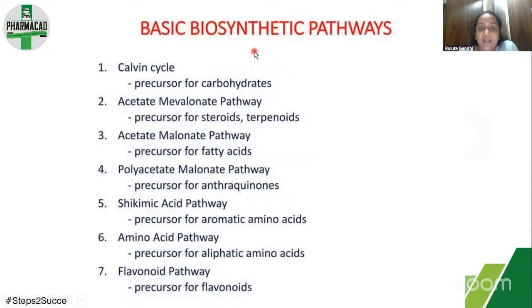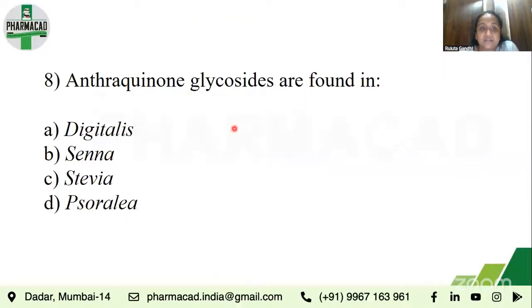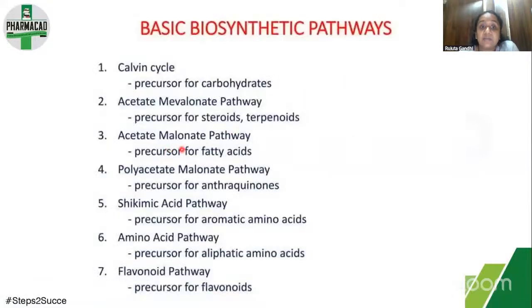So if you see here, I have put down a list of basic biosynthetic pathways. First is the Calvin cycle, which is the precursor for carbohydrates. The acetate mevalonate pathway is the precursor for steroids and terpenoids. So here the answer is the mevalonic acid pathway. Then acetate malonate, there is a lot of confusion between mevalonate and malonate. Malonate is for malonic acid, and that is the precursor for fatty acids. So malonate, malonic acid, fatty acid. You can remember it like that, and you will remember it for a lifetime. Malonate, malonic acid, fatty acid.